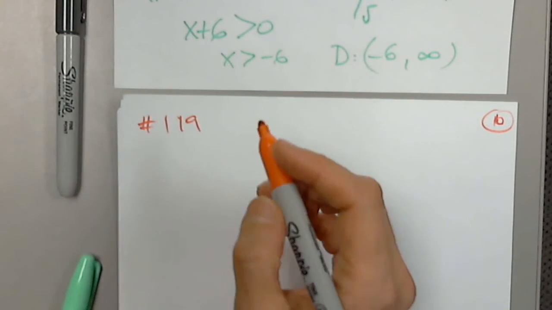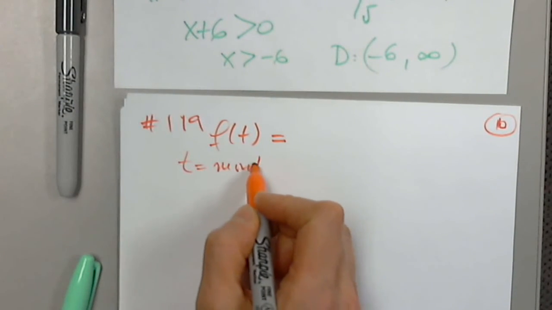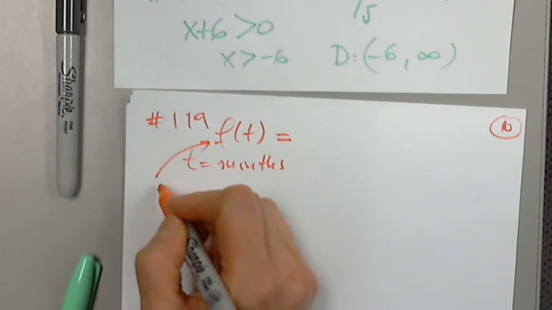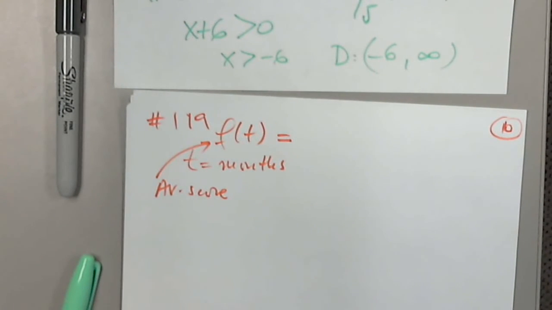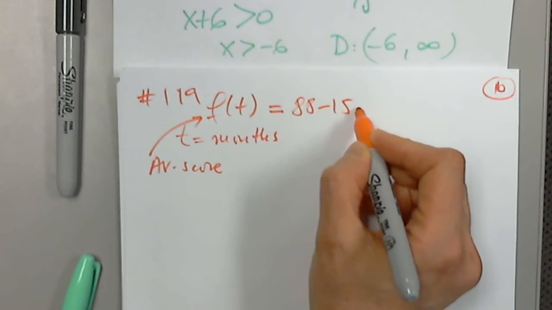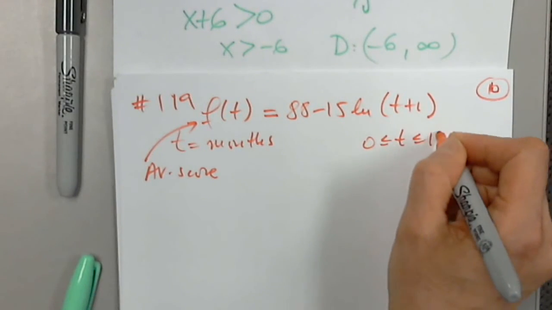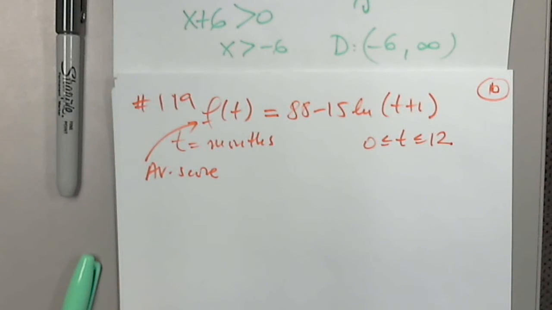So the average score for the group, f of t, after t months, so this is the average score. I take notes when I read the problem. It is given to us as 88 minus 15 natural log of t plus 1, for t between 0 and 12. Let's read the problem one more time before we are ready to read the question or questions. Students in a psychology class took a final examination, and then they were tested every month for the next 12 months to see how much they remembered over time.